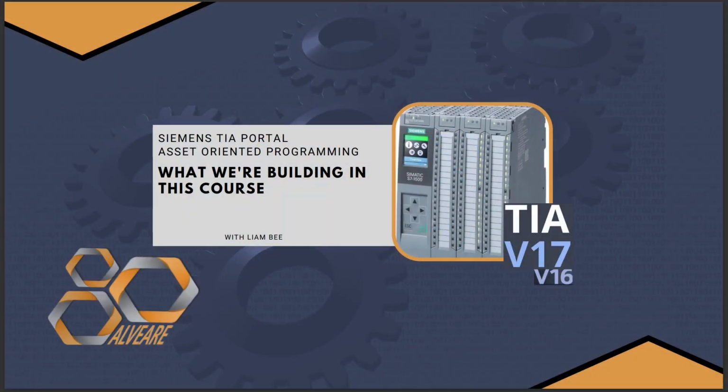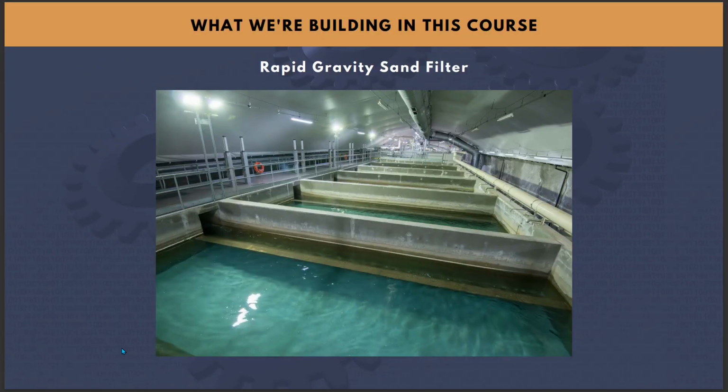In this lesson, we're going to take a quick look at what we're building in this course. This course is based on a rapid gravity sand filter, and what that does is take in dirty water, pass it through sand or a medium, and then pass it out of an outlet valve at the end as cleaned water. What we're going to be controlling is the process valves and some instrumentation, flow meters, stuff like that, that actually makes up this sand filter.